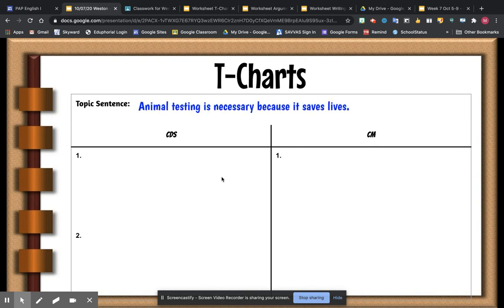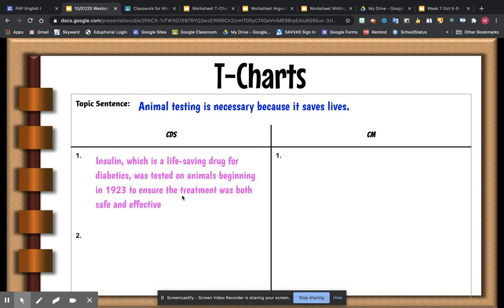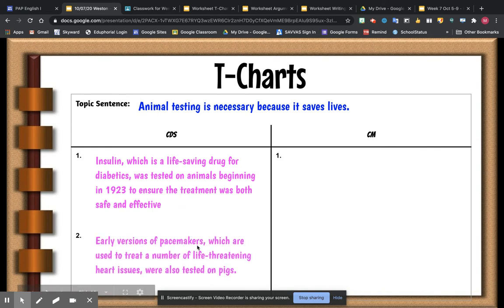So if we go back to that example of animal testing is necessary because it saves lives, and we think about what our reasons were for that, we talked about insulin as a life-saving drug for diabetics that was tested on animals beginning in 1923. And we also talked about the pacemaker. So we talked about coming up with medical breakthroughs with animal testing. So these would be my 2 concrete detail sentences.